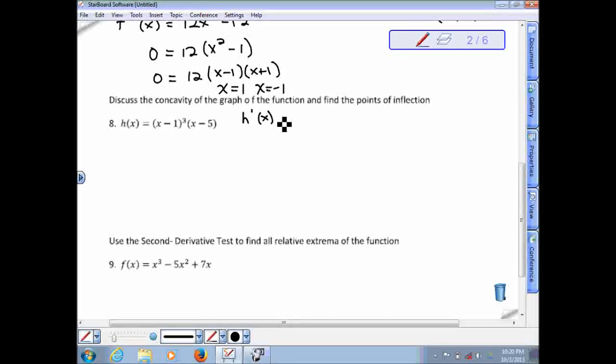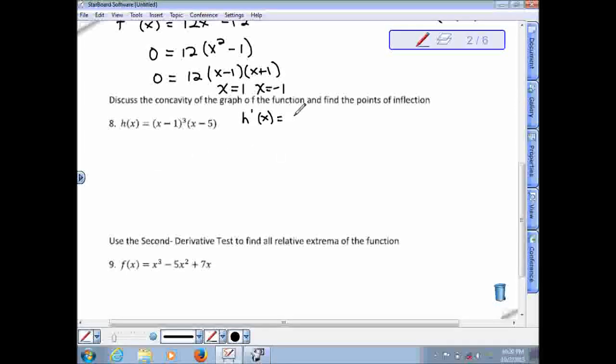Start with the first derivative, h prime of x. Now these two are forming a product. Remember the product property. If h of x is the product of two separate functions, f of x times g of x, the derivative is f prime of x times g of x plus f of x g prime of x. That's the product property.